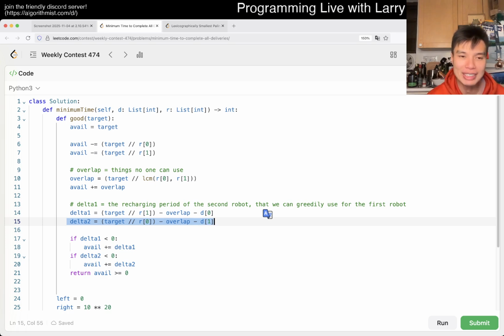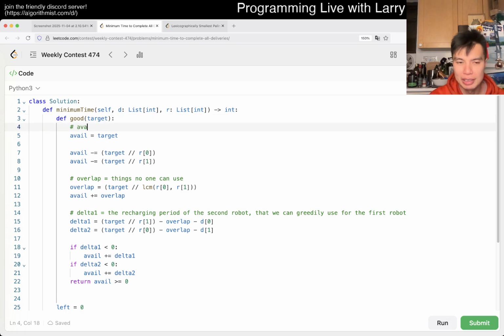So then after that, it is just about getting the number of hours or whatever, number of slots in which both can use. And that's what available is. Available is the number of slots both robots can use. And of course, this is also inclusion exclusion, right?